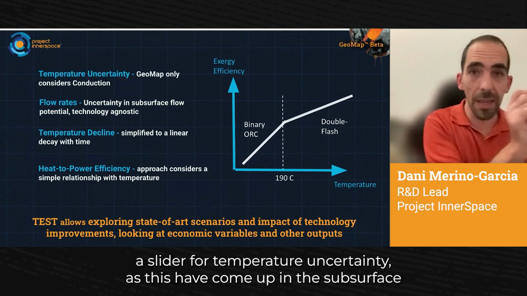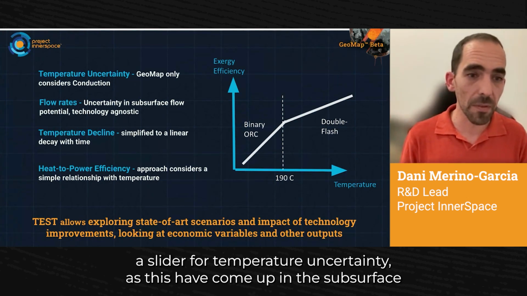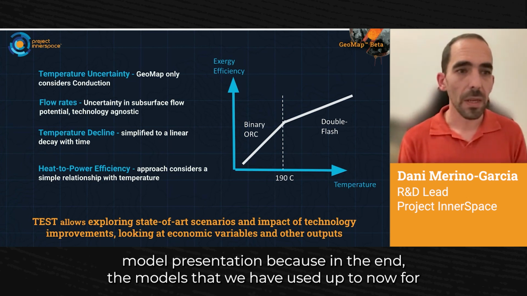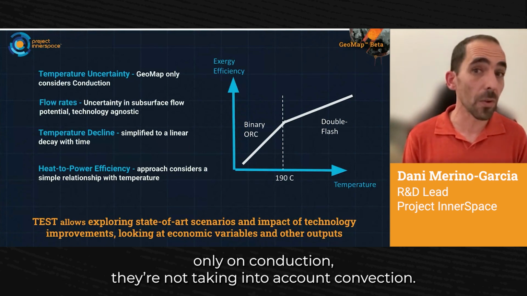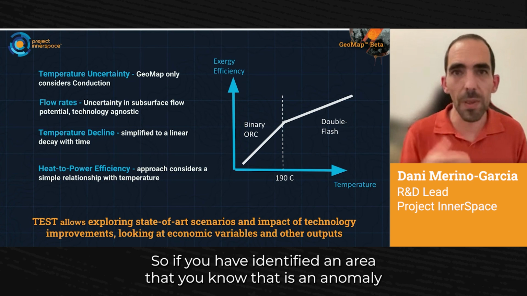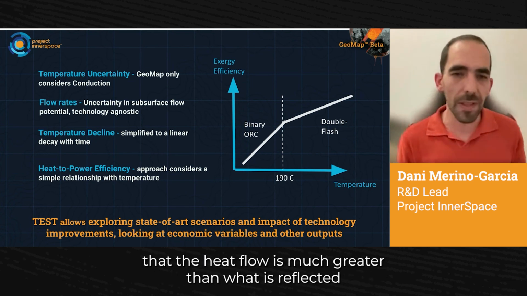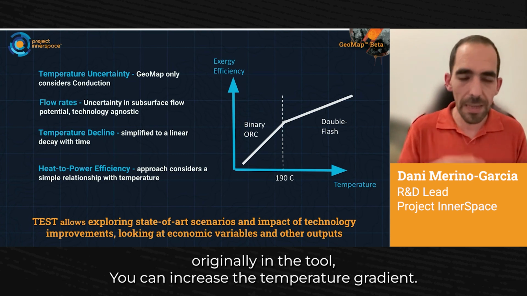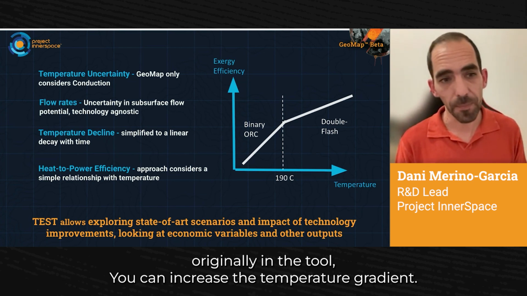We have included a slider for temperature uncertainty, and this has come up in the subsurface module presentation, because in the end, the models that we have used up to now for geothermal temperature gradients are more focused only on conduction. They're not taking into account convection. So if you have identified an area where you know there is an anomaly or an active fault or something that will allow you to consider that the heat flow is much greater than what is reflected originally in the tool, you can increase the temperature gradient.